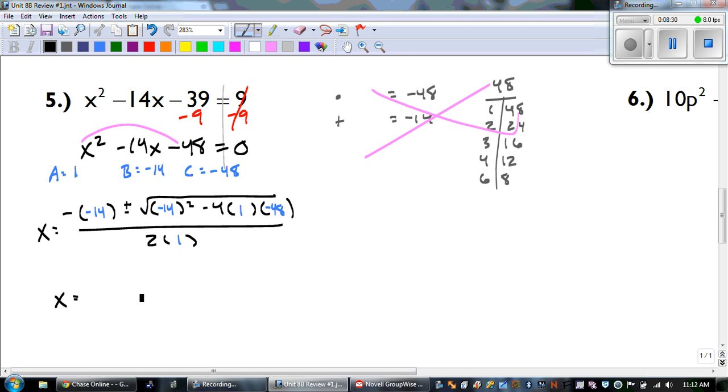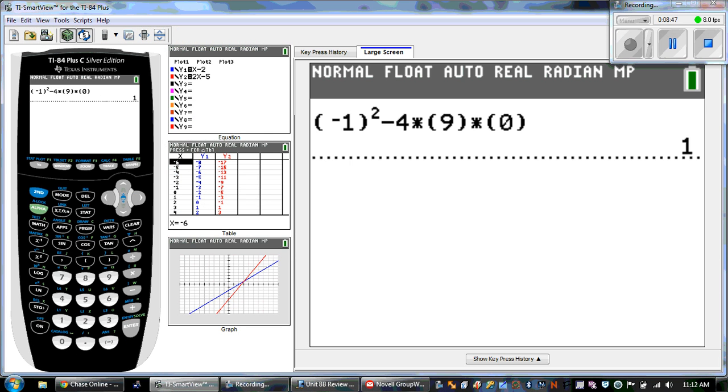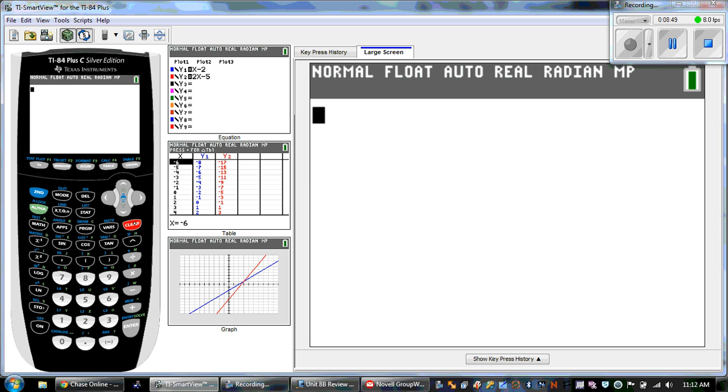Okay, so the opposite of b, the opposite of a negative 14, is a positive 14, plus or minus. I know the bottom, 2 times 1, is 2. So the only thing that we've got to figure out now is the discriminant. Remember, the discriminant is the part underneath the square root.